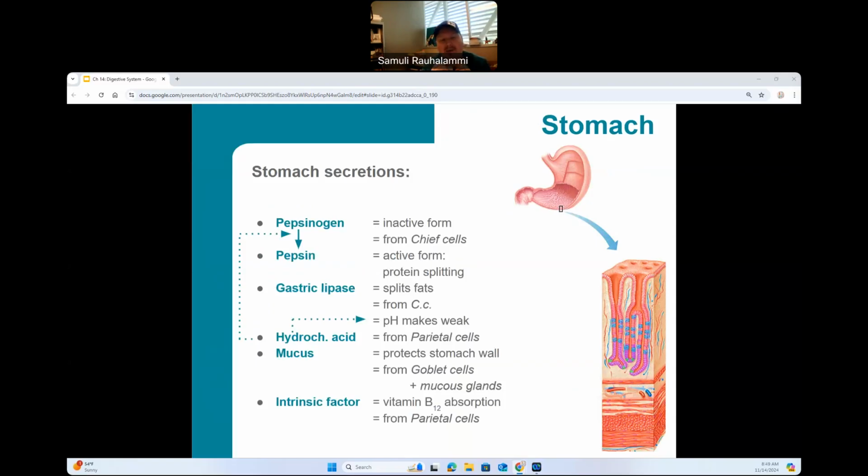And this is one of my favorite slides. I know it looks busy, but let's go through it step by step. We're seeing a lot of important stomach secretions here. So let's start by looking at pepsinogen.